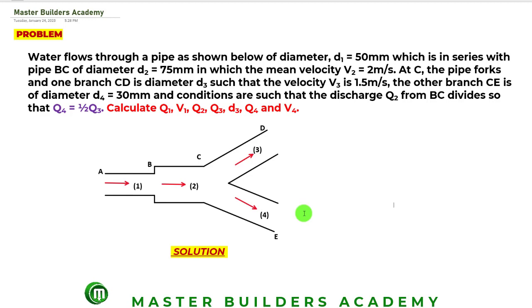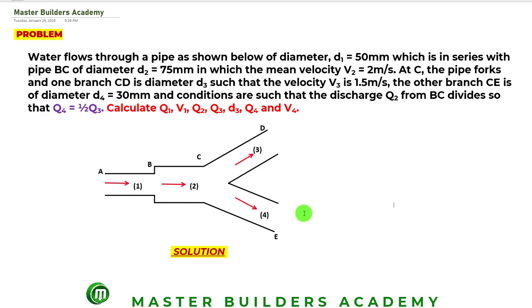As you can see on the screen, we have water flowing through a pipe as shown below of diameter D1 as 50 mm, which is in series with pipe BC. If at all you can't hear me very clearly, you can see the diagram on the screen, okay? And then with diameter D2 as 75 mm, in which the mean velocity of that pipe is 2 meters per second. At C, the pipe forks and one branch CD is of diameter D3 such that the velocity V3 is 1.5 meters per second, and the other branch CE is of diameter D4, which is 330 mm, and conditions are such that discharge Q2 from BC divides such that Q4 is equal to 1/2 of Q3. Now the question is: calculate Q1, V1, Q2, Q3, D3, Q4 and V4.